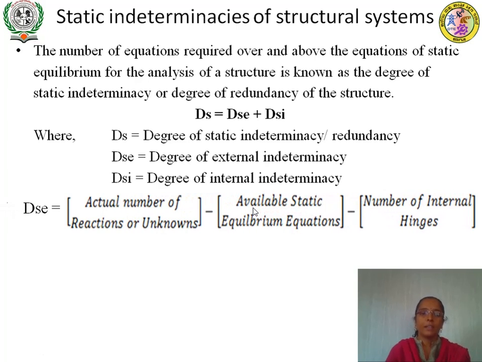Now DSE is found by this equation: the actual number of reactions or unknowns, that is the number of reactions, minus the available static equilibrium equations, which is normally 3, and then minus the number of internal hinges. If there are any internal hinges provided in the structure, that gives an additional equation of bending moment at that point as 0. So this is the equation to be used to find the external indeterminacy of a given structure.